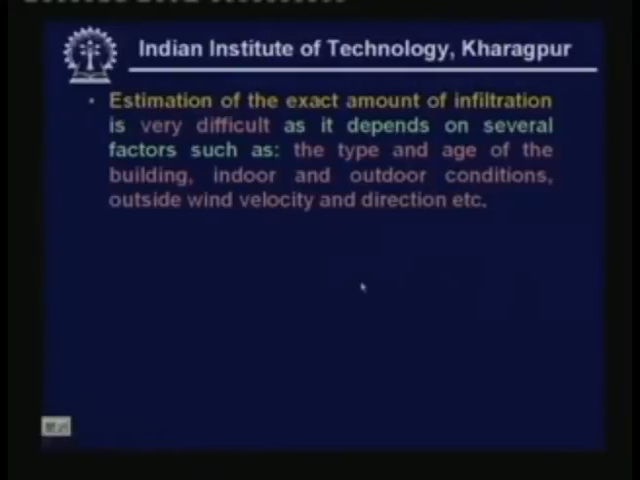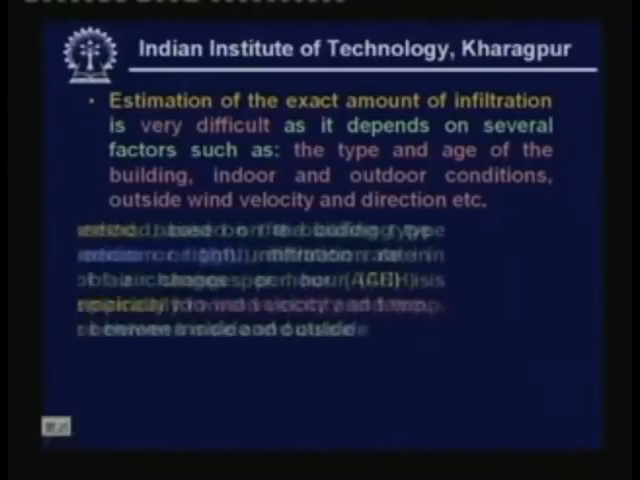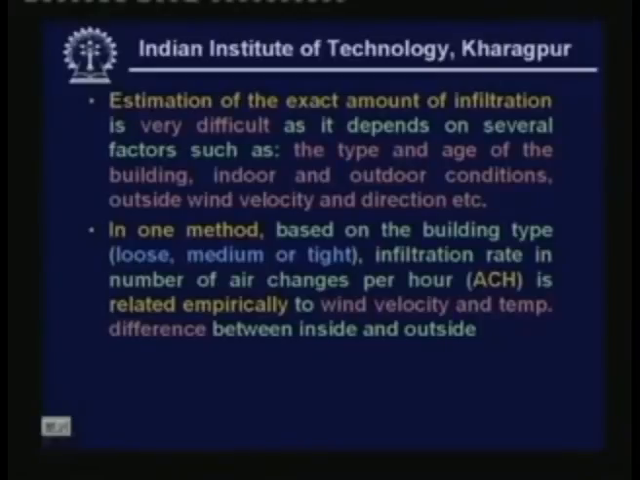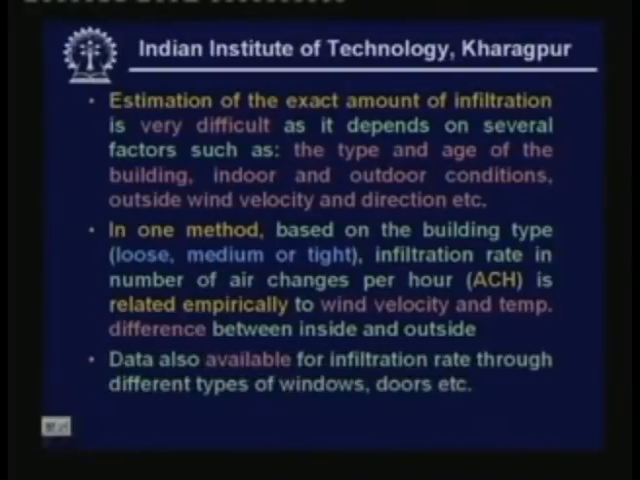Now, the estimation of the exact amount of infiltration is very difficult as it depends on several factors such as the type and age of the building, indoor and outdoor air conditions, outside wind velocity and direction, etc. So analytical estimation is very difficult. Several methods are used. One method is what is known as air changes per hour. In this method, depending upon the building type, whether it is a loose, medium or tight building, infiltration rates are specified or related empirically to wind velocity and temperature difference. If you know the wind velocity and temperature difference, using the empirical equations you can calculate the infiltration rates. Data is also available for infiltration rate through different types of windows, doors, etc.